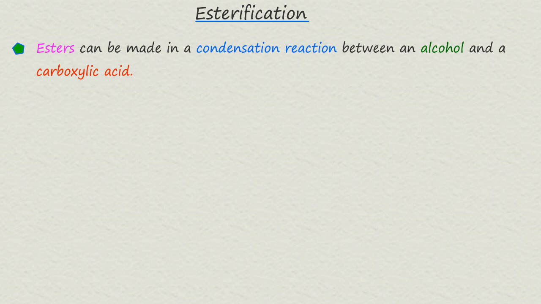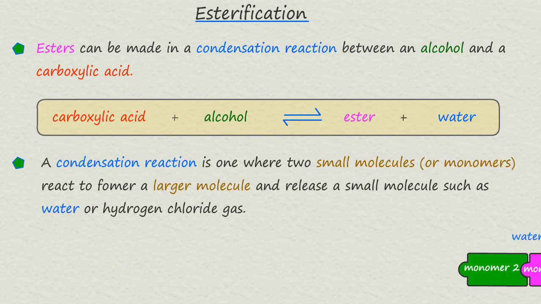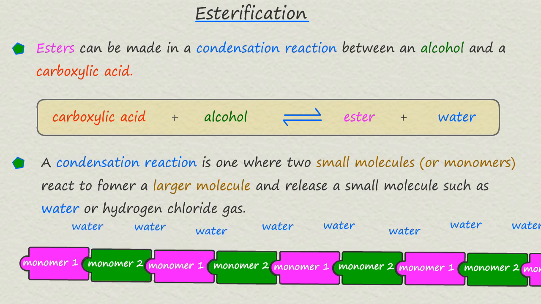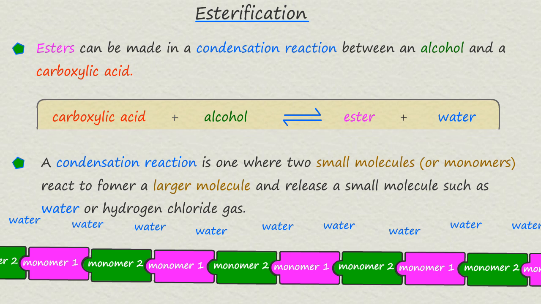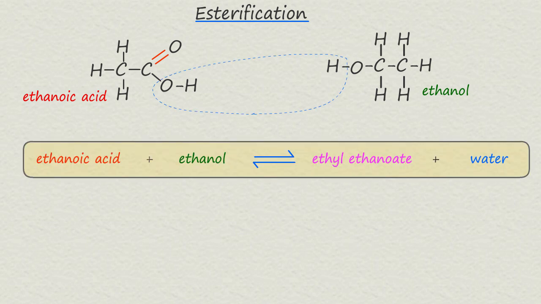Now, you may recall that esters are molecules formed in a condensation reaction between an alcohol and a carboxylic acid, and that a condensation reaction is one where small molecules react to form a larger molecule, and a small molecule such as water or even hydrogen chloride is released. For example, the alcohol ethanol will react with the carboxylic acid ethanoic acid to form the ester ethyl ethanoate and release a small molecule of water.